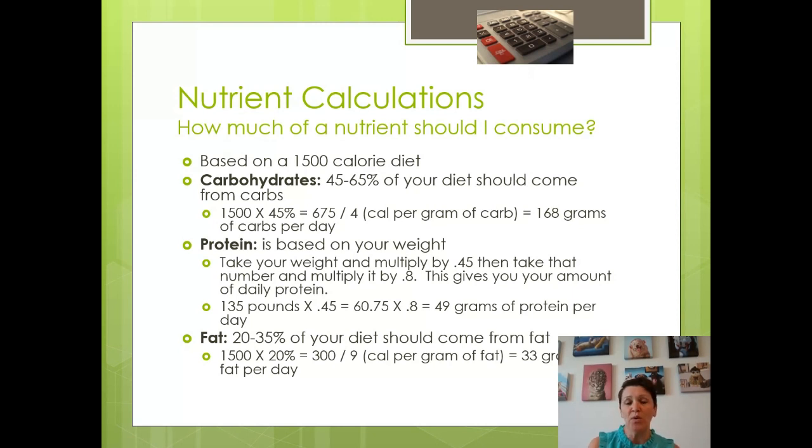But we're going to do this fun one because it's different and most people don't use this one. So you take your weight and you multiply it by 0.45. Then you take that number and multiply it by 0.8. This gives you the amount of your daily protein. So for example, back when I weighed 135 pounds, I multiplied that by 0.45, which gave me 60.75. I multiplied that by 0.8, giving me 49 grams of protein per day.